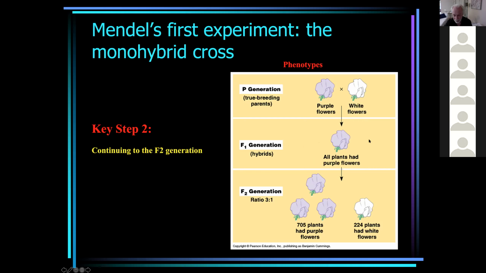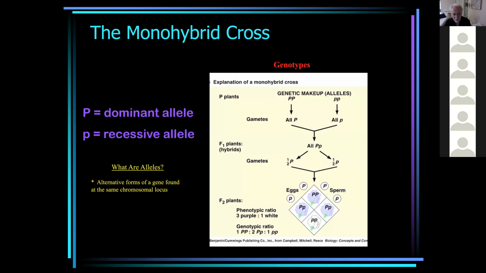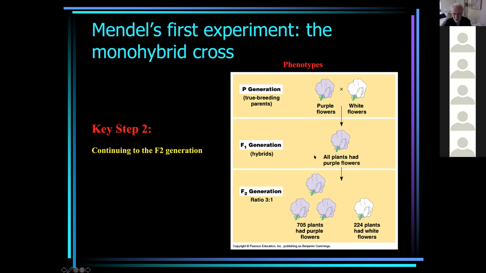And then he took 2 of these purple progeny and crossed them with each other. And what a surprise. Instead of all coming out purple, some of them were white. And when he counted, it turned out that for every white flower, there were 3 purple ones, a ratio of 3 to 1. And so these are the phenotypes.